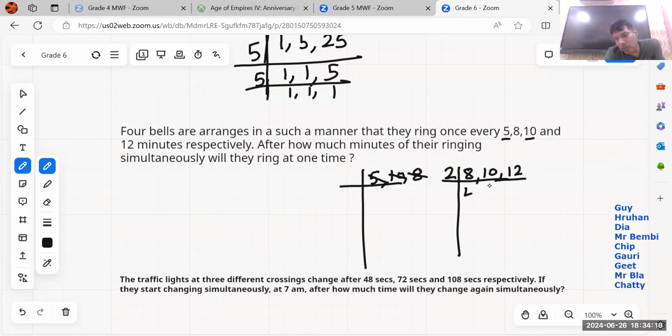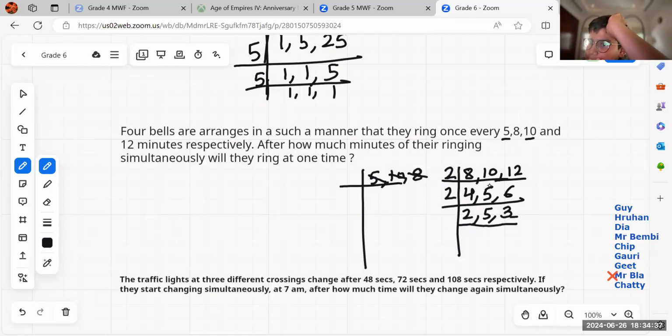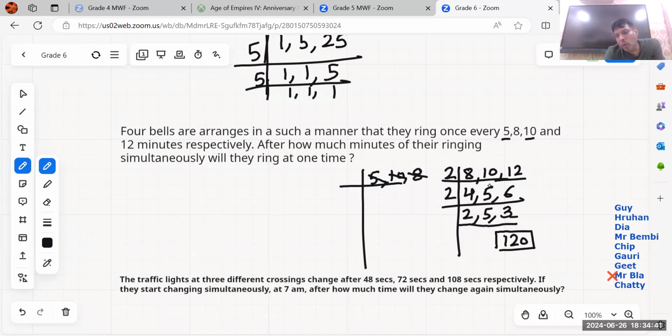So I'll do it with 2, 4, 5, 6. Then again with 2, 2, 5, 3. Now again Arav and Rohan, one more trick for you. These are coprimes, they have no common factor. So you can just multiply all of them together. Okay, sir. So the product will be 120. You can use this in the IB board.